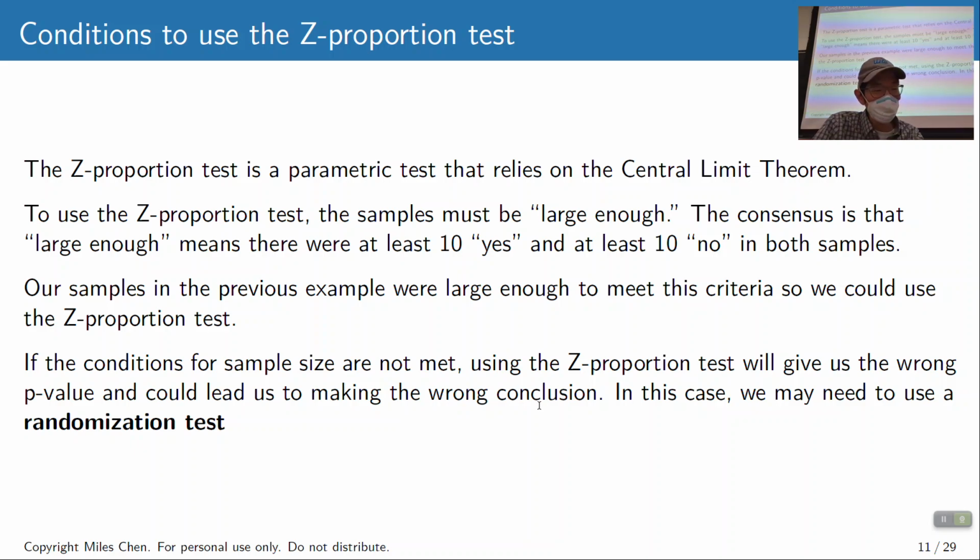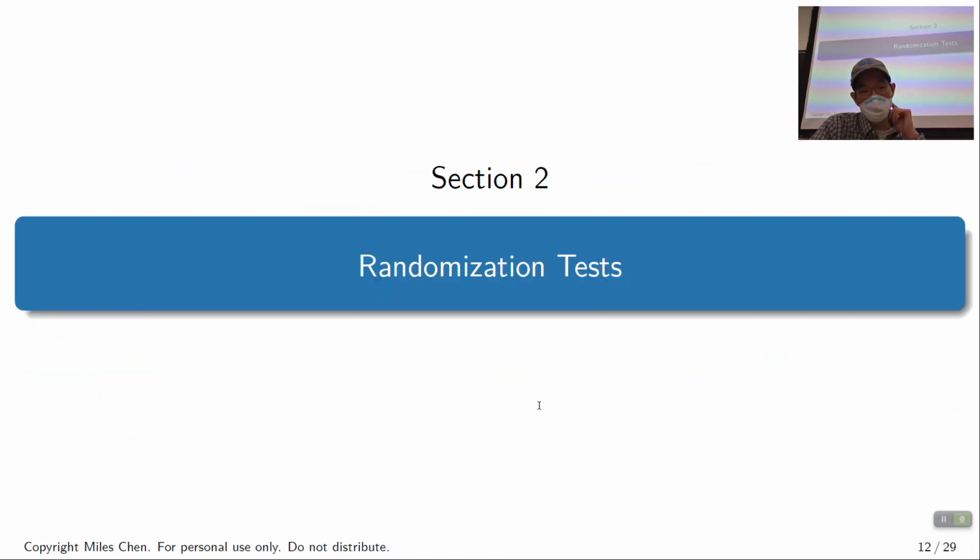So, what do we do in a situation like that? Because we might be in a situation where we don't have a big enough sample. So one choice is to do the randomization test. Okay, and so that's what we're going to introduce here.